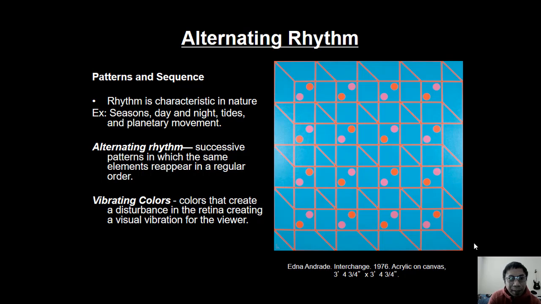It mentions here that this is an example of vibrating colors, colors that create a disturbance in the retina, creating a visual vibration for the viewer. Okay, wow, I never really thought about it like that. Edna Andrade, Interchange, 1976, acrylic on canvas. So when we are looking at color and we see something emerge out of them, we are looking at these parallel lines, these diagonal lines, and among these, we are seeing these dots coming out of nowhere, causing a disturbance. A visual vibration is what they describe it. So that's very interesting.